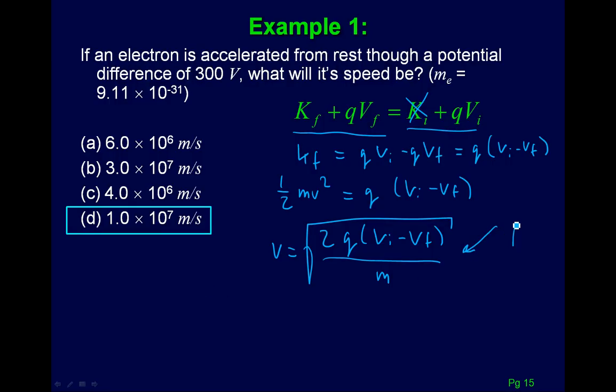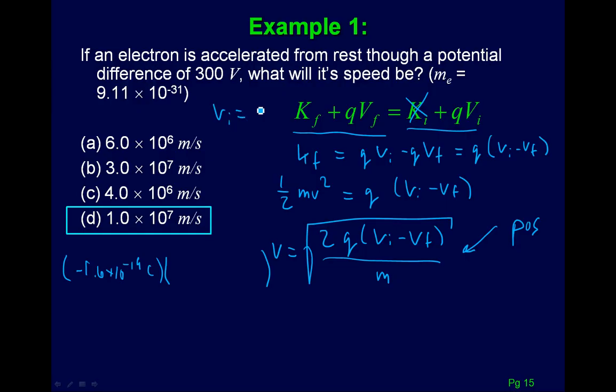This term in here should be positive, right? Because you can't take the square root of a negative number. And so the Q times VI minus V final should be a positive number. So what is Q for us? Q is negative 1.6 times 10 to the negative 19 coulombs, and we're multiplying that by VI minus V final.